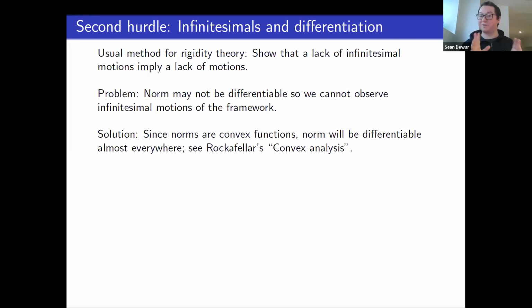So the set of points where it's not differentiable can't be too many. And for most norms we look at, it'll actually just be a very small subset. It'll be an easily identifiable subset, and it won't be so bad. So this is the good news.